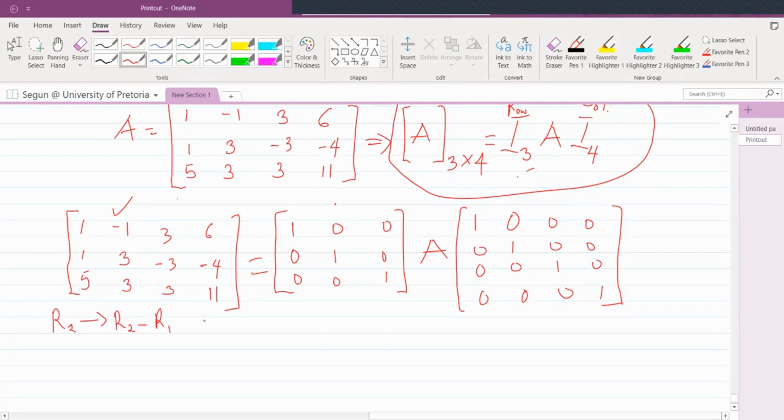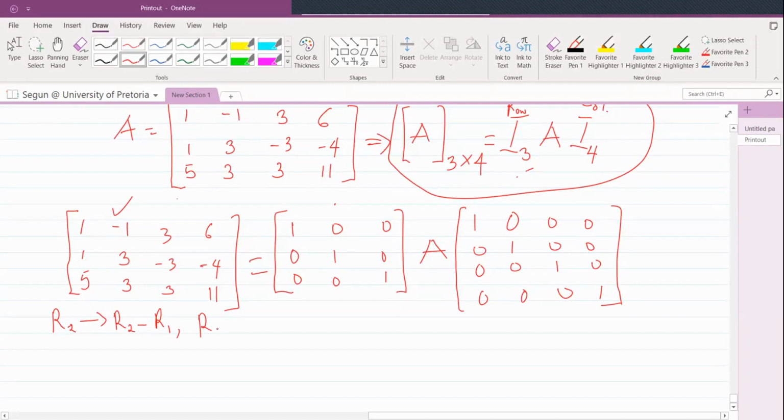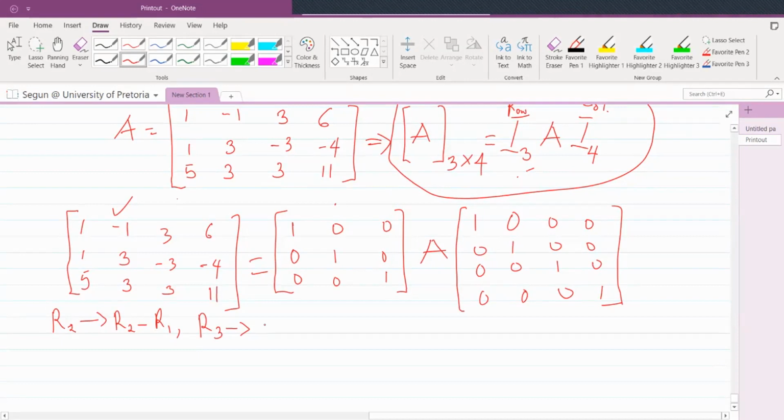Do we agree? Then another one, row 3. Row 3 will lead to what? Row 3 minus 5 row 1.